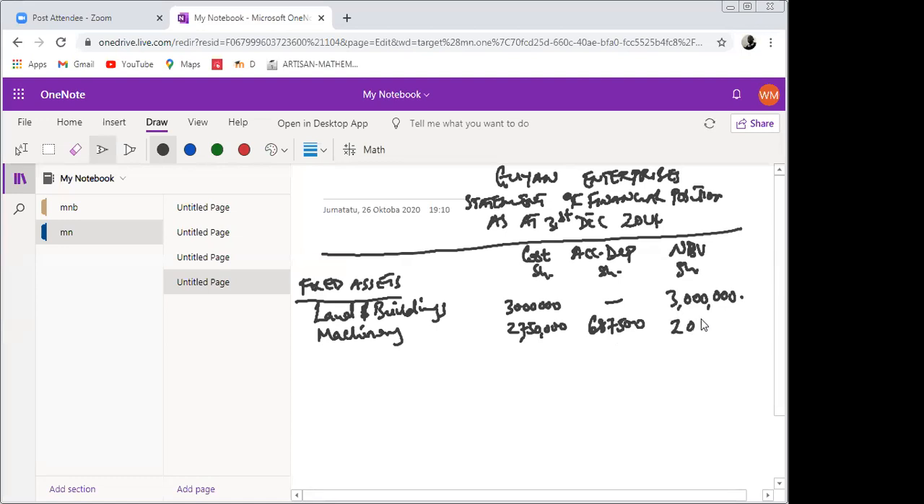$2,062,500. Like that. I think those are the only fixed assets that we have in this question. So these two we double underline. Then we put a single line, we total this. This one is going to be 5,062,500. Then we go to the current assets.